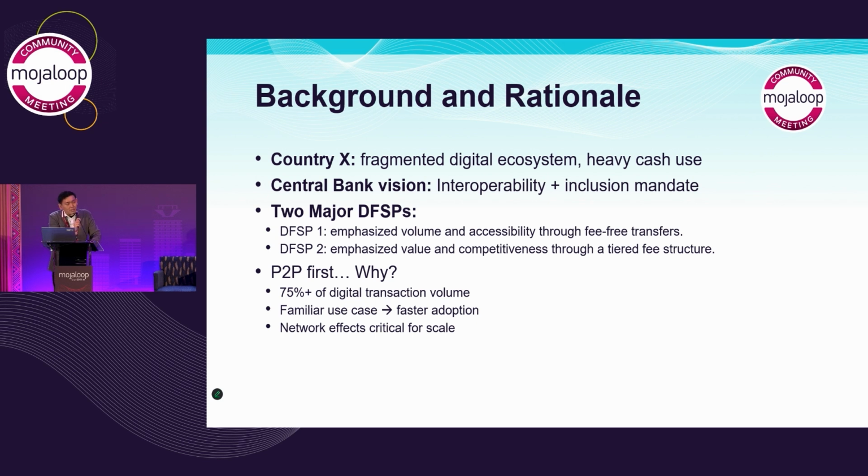So we need to consider where we are going to start, right? We decided to focus on P2P first, because P2P transactions represent the majority of transaction volume in many emerging markets. It is a use case people already understand. It is like transferring money to family and friends. This familiarity helps us get faster adoption, and it creates network effects that are absolutely essential for the entire ecosystem to scale.